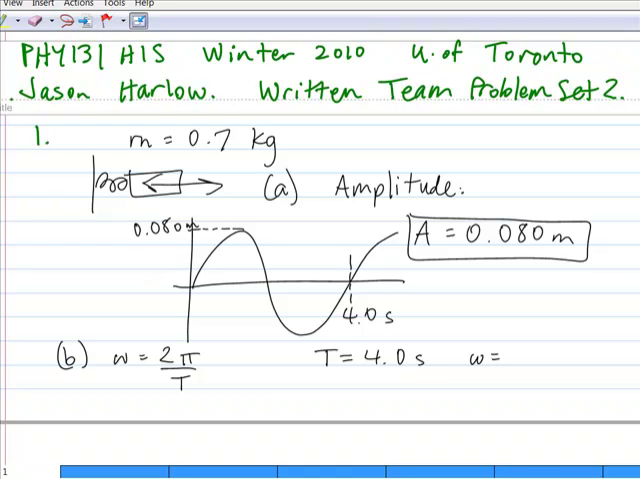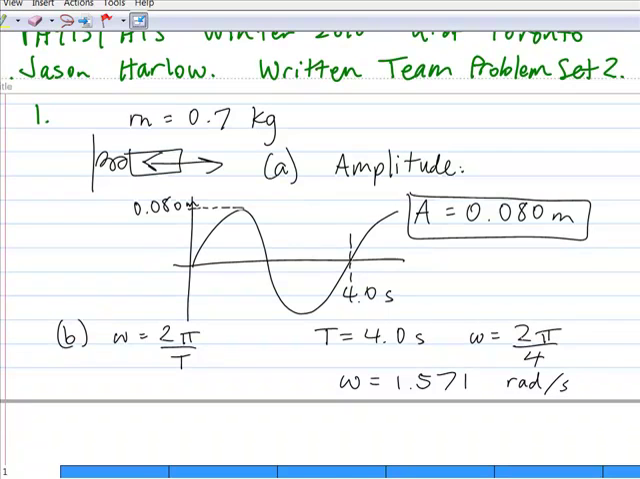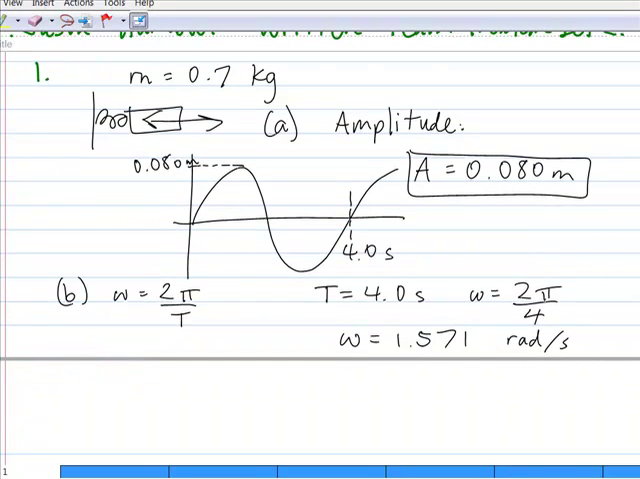So omega equals 2 times pi divided by 4. Typing that into my calculator, 2 times pi divided by 4, omega equals 1.571. This is in radians per second, and let's not forget our significant digits, which looks like it will be about 2. Everything seems to be given to 2, so let's call it omega equals 1.6 radians per second.